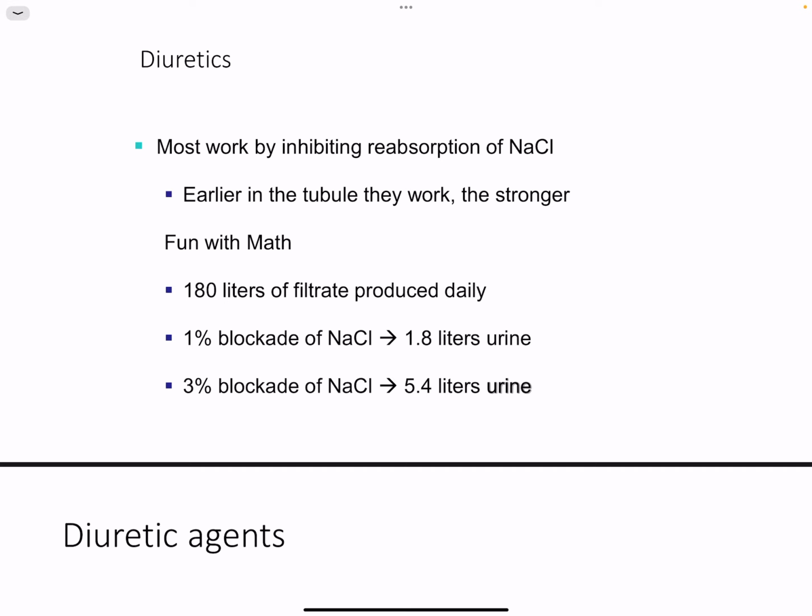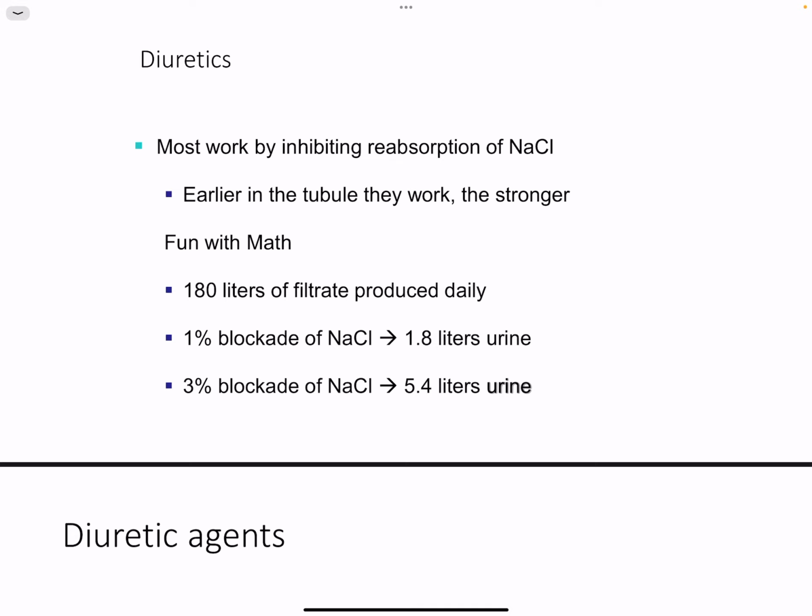1% is the normal. With 3%, you see only 3% of the sodium chloride is blocked and 5.4 liters of urine is produced. That is too much. So if, for example, the drug is blocking 5%, 10%, 20%, where will we go? It will be a big sea of urine. So normally this is how we calculate.